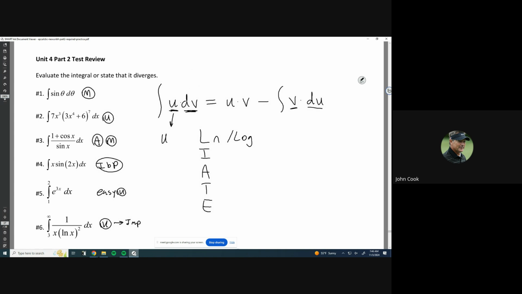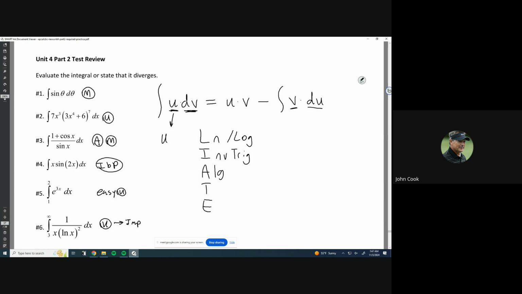Same thing for the next part, inverse trig functions. If you see an inverse trig function like arcsine, arctangent, that would take priority to be the u as well. A would be algebraic stuff. So that would be like x squared, 3x squared, the quantity 5 minus x raised to the third power or something like that. Any function that's just like x, like a polynomial or something like that.